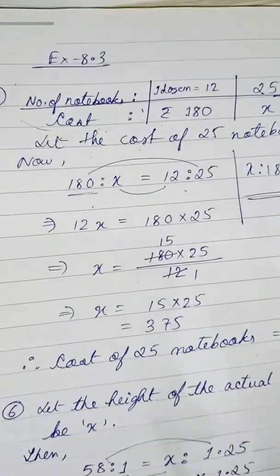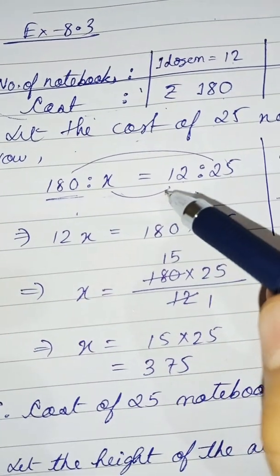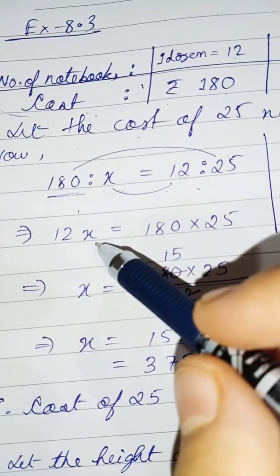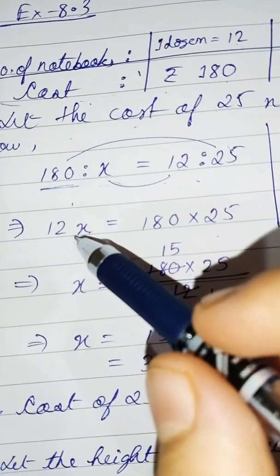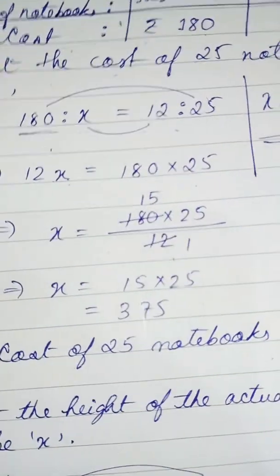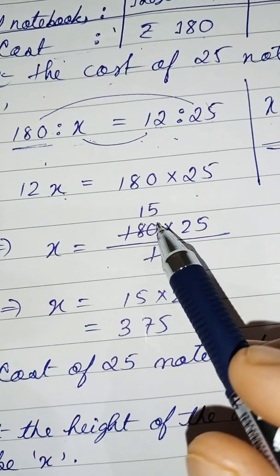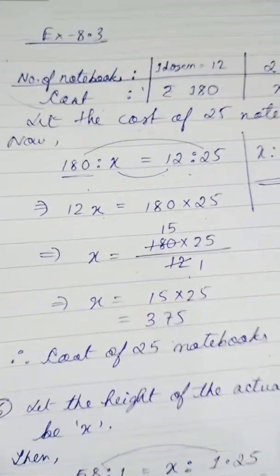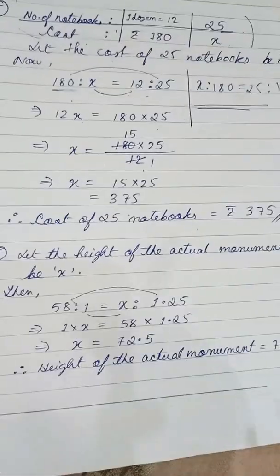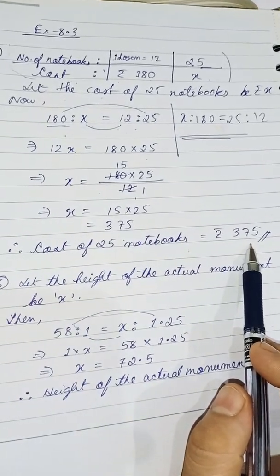Once you do that, we know that the product of extremes is equal to the product of means. So the product of means here is 12 into x, 12x, equal to 180 into 25. In the next step, if I bring 12 here, it will become divide. 12 1s are 12, 12 5s are 60. So 15 into 25 is 375. So the cost of 25 notebooks is equal to rupees 375.